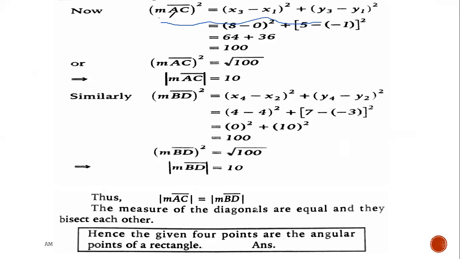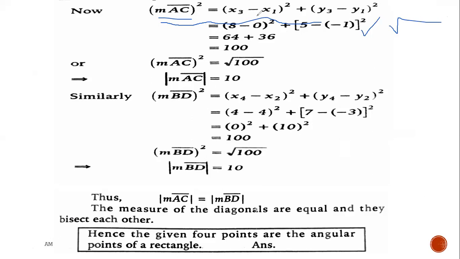First diagonal is AC. Distance formula is x3 minus x1 whole square, y3 minus y1 whole square. Why we are not writing the square root? Because we have taken a square. We have squared both sides. Substitute these values from the data.